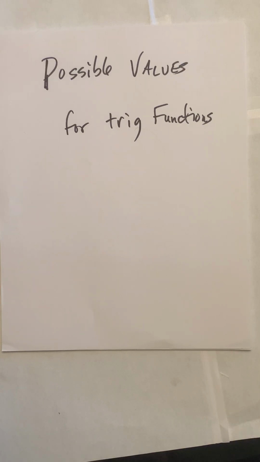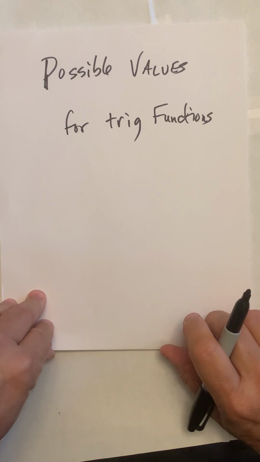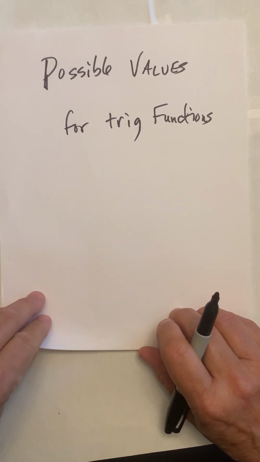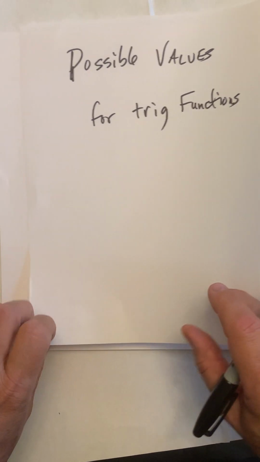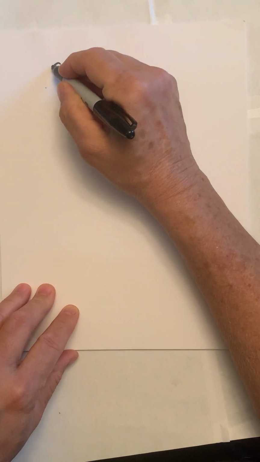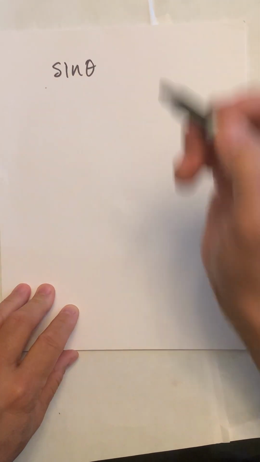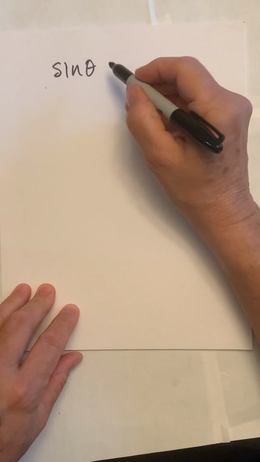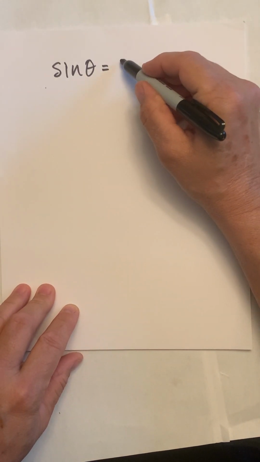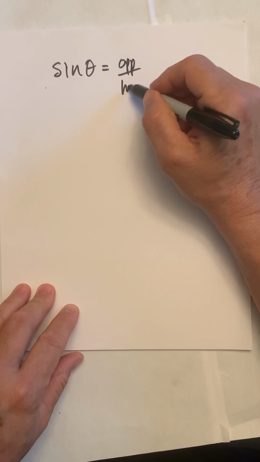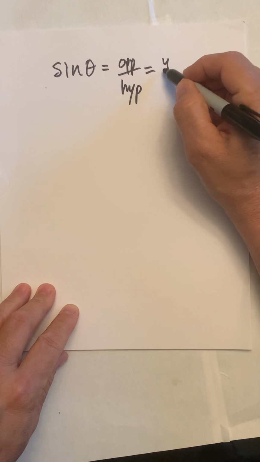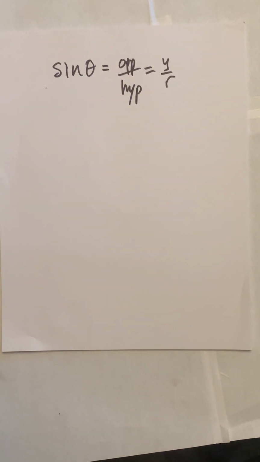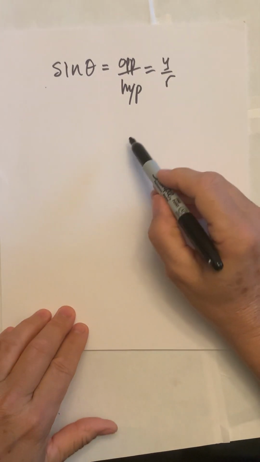Hello, in this video I want to look at the different trig ratios and what the possibilities are for the values of the trig ratios. So let's take a look at what we mean by that. Let's say you look at, for example, sine of an angle. Remember, that's defined as opposite over hypotenuse, or more likely you'll look at it as y over r when you have a right triangle on a circle.